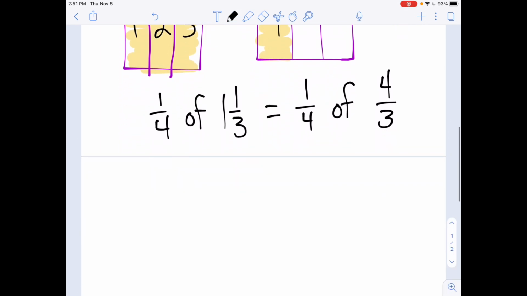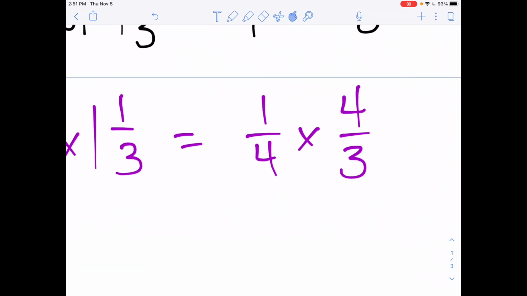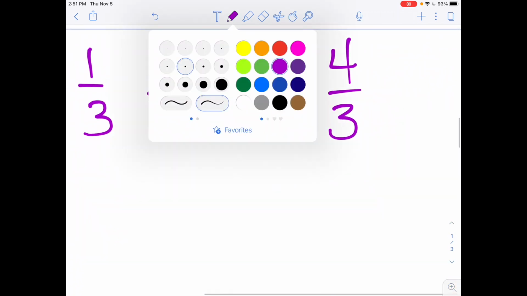So if I keep going, comparing them, this would be 1/4 times 1 1/3. And this would be 1/4 times 4/3. We've done a few examples, like this one here on the right. I'm going to quickly do that.